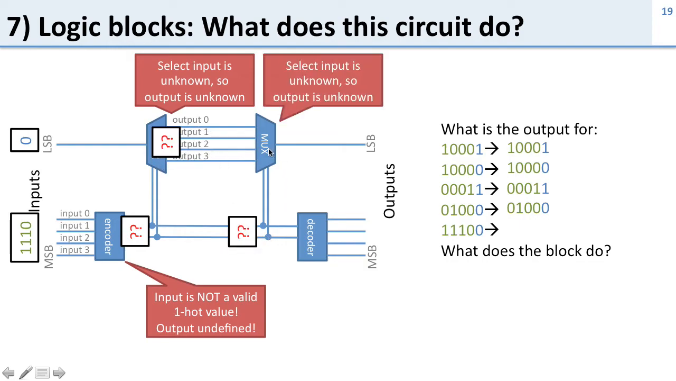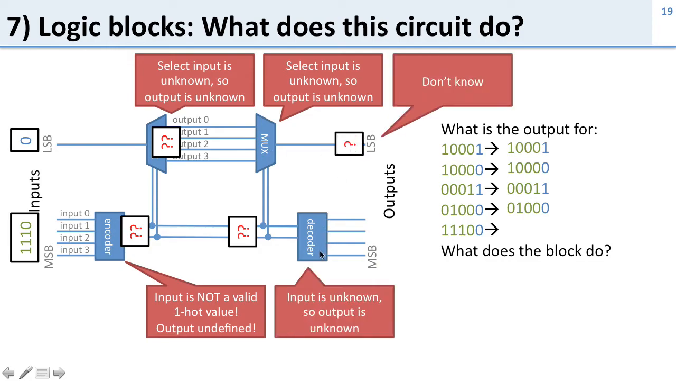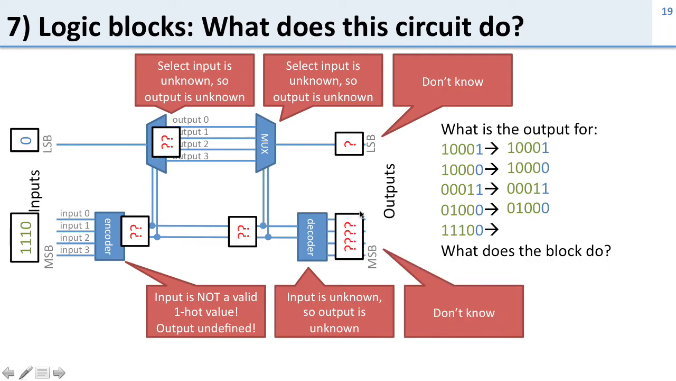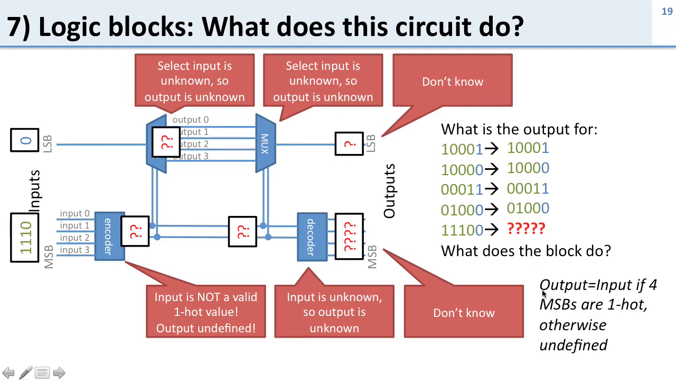We don't know what's going into the select for the mux, so we don't know what the output is here. And for our decoder over here, we don't know what the input is, so we don't know what the output is. So we don't know either of the outputs, because this circuit requires that these 4 bits be a 1 hot value. So what do we get when we put this into the circuit? No idea. It's undefined. So overall, what does this block of logic do? Well, the output is just the input if these 4 most significant bits are 1 hot. If they're not, then we don't know what the circuit does.